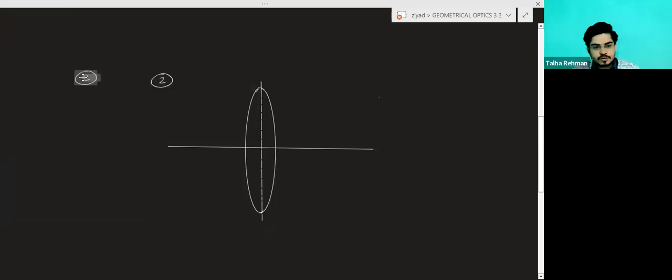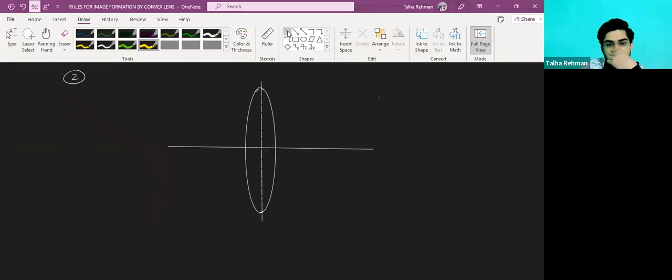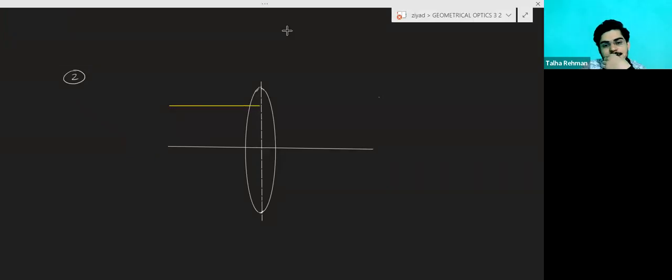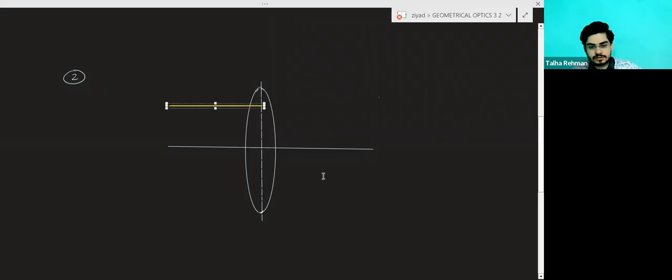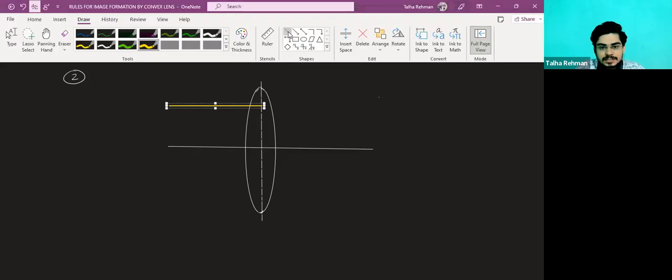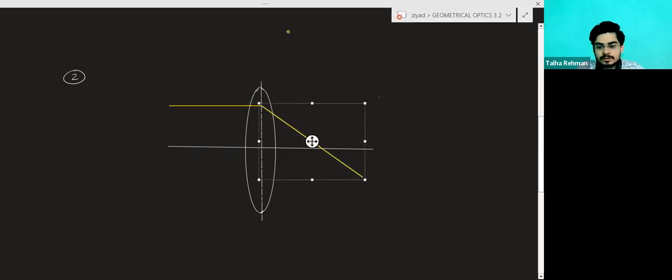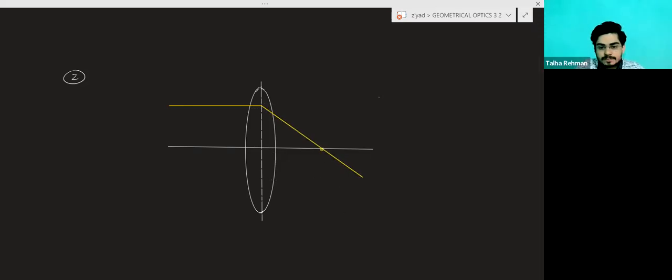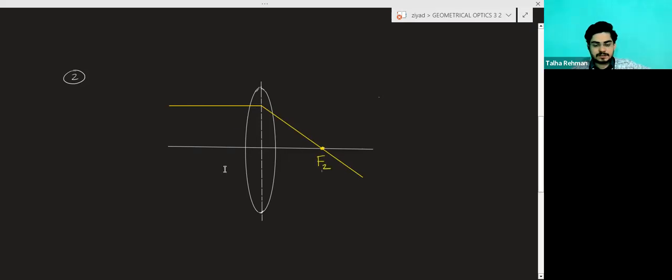Now, second rule. Suppose a ray of light is parallel to the principal axis like this, and it is passing through the convex lens. Always after passing through the convex lens, it will pass through the focus. So this point on the principal axis will be the focus of the convex lens.